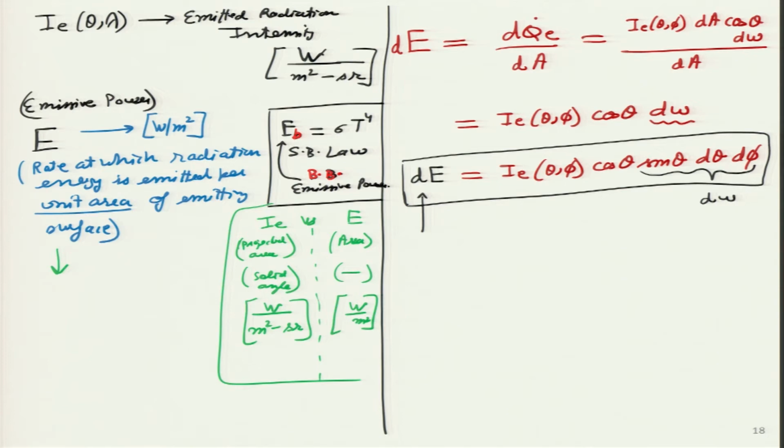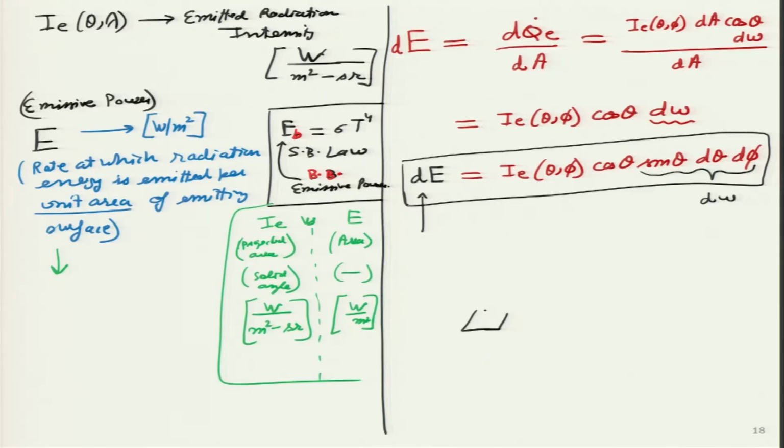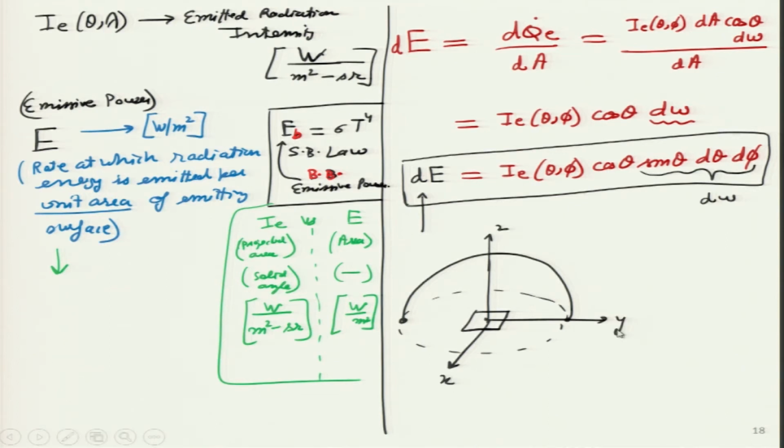Now, let us try and integrate this for certain cases, which means this is for a particular small area. Let us try and find out what we get for the whole hemisphere. What I mean by that is, I want to figure out that this particular small area is emitting in the whole hemisphere. So, how am I going to draw the hemisphere? Let me draw it in this way. What I have tried to draw is a hemisphere over here. This is my x, y and z direction. What I want to do is figure out the value of E for the whole hemisphere.